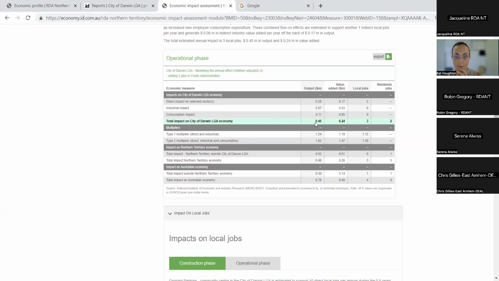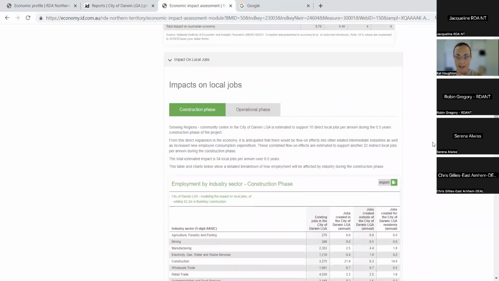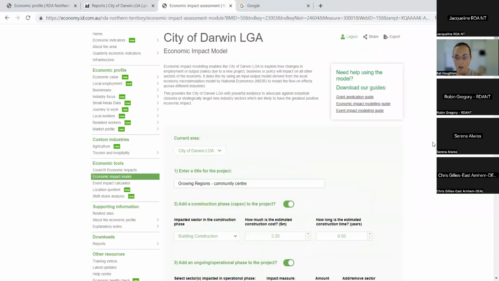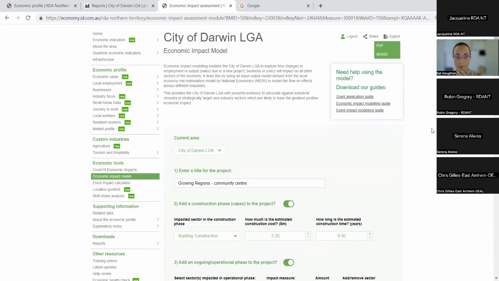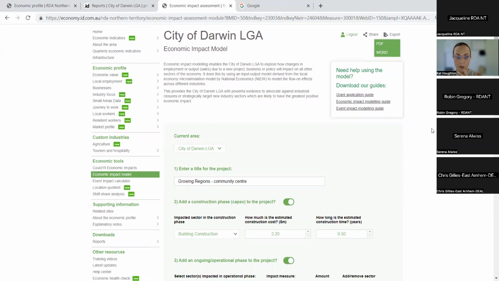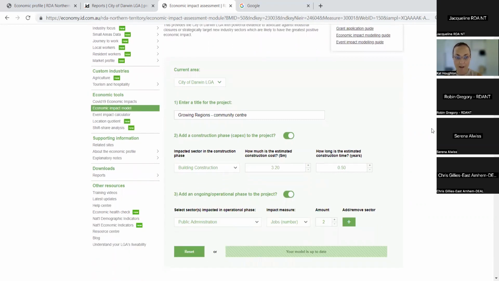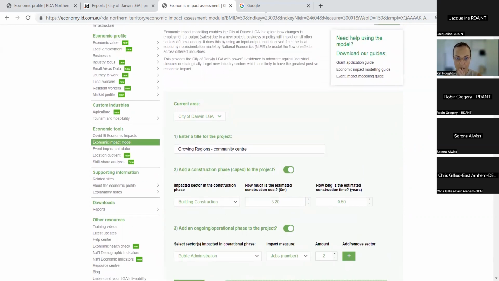So here we can see total impact 450,000. We come down here, total impact on the NT economy 480,000 and 780,000 total impact on Australian economy as well. Okay, and then you get all of this information down the bottom. You can actually export all of this information into PDF or Word, and then you can put it as part of your application in your annex or appendix or whatever it might be, as part of your report as well. So that's the economic impact model. So any questions on that, guys?